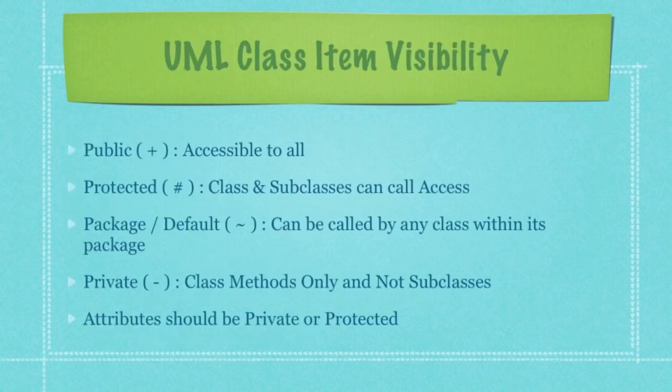Now on to UML class item visibility and what exactly that means. First, you have public. And basically what public means is it's accessible by any of your other classes. And then we move on to protected. And if an item or a field is protected, this means that it can be accessed by methods in the same class and as well subclasses that are created from that class.